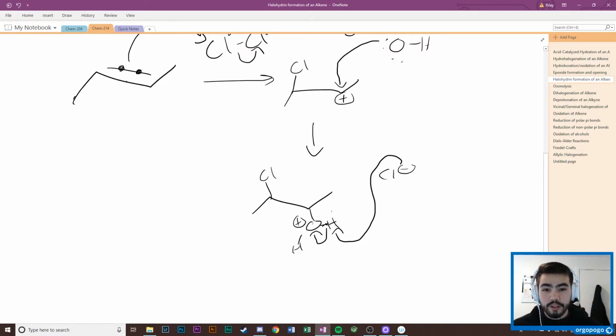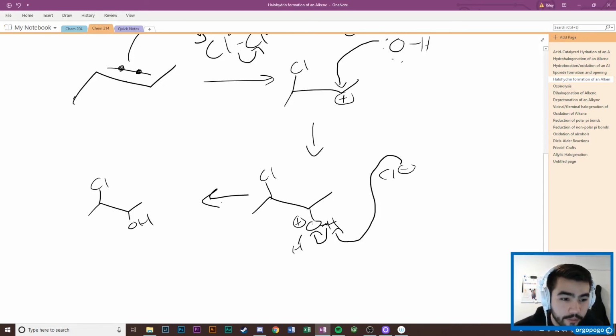Okay, let's not try scrolling down again, because that was a fail. We'll just go to the left. You now have a halohydrin. What was this titled? Halohydrin Formation of an Alkene.